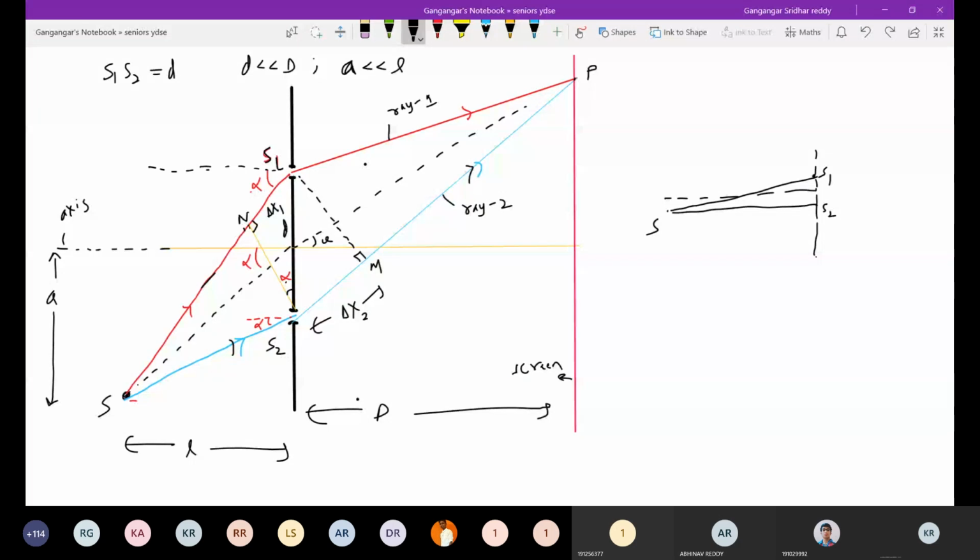Okay, from this, can we now calculate sin, delta x1, delta x2? So the net path difference, I'll write the equation. Keeping that equation, looking at the diagram, I'm going to write all the equations now.